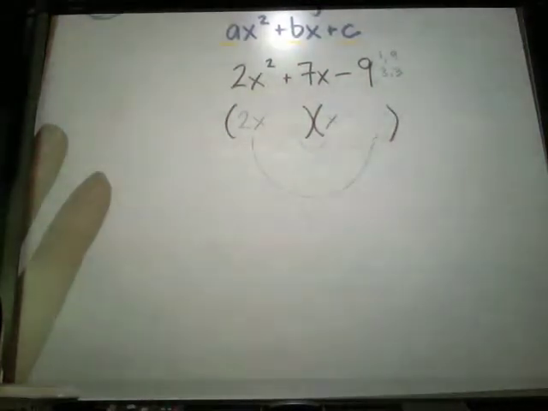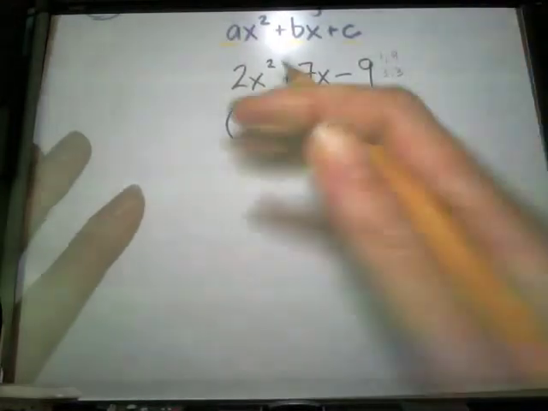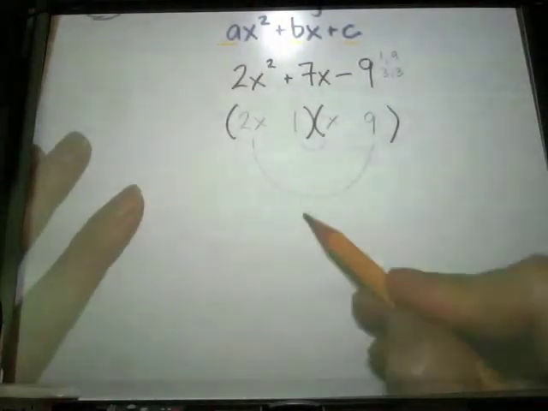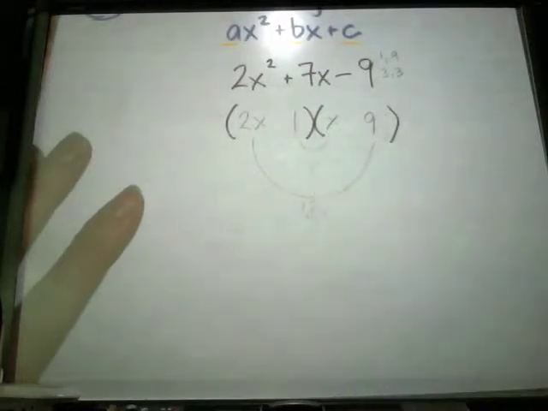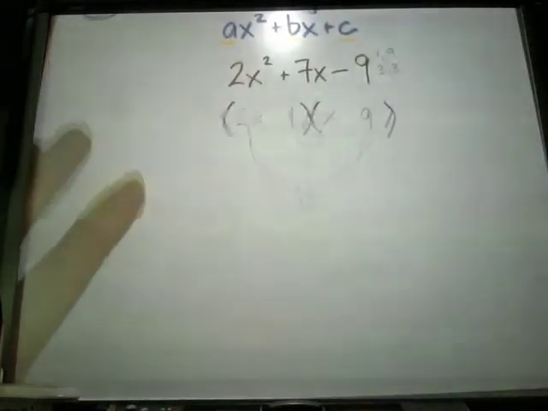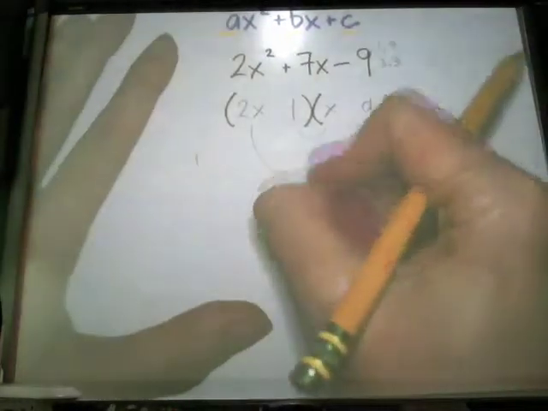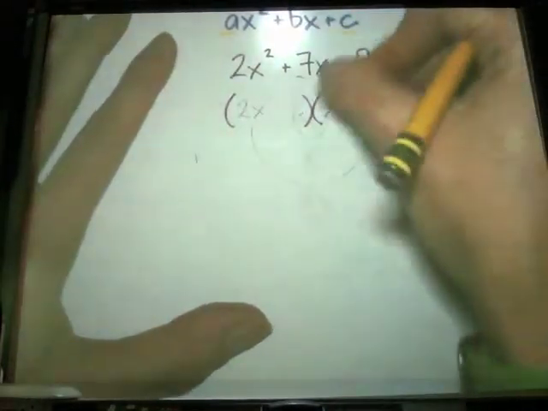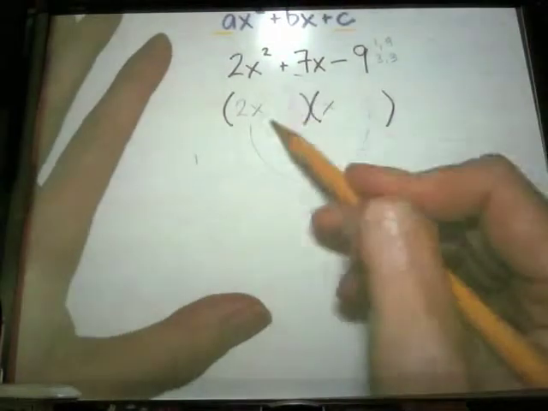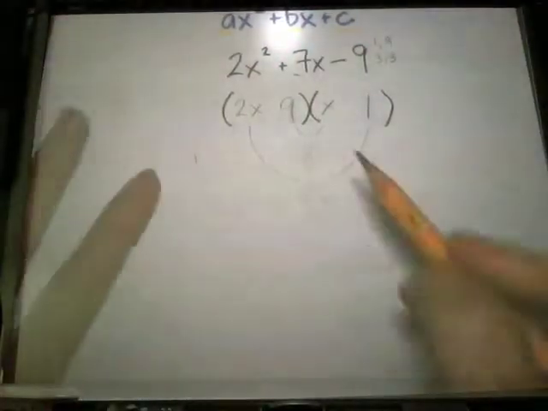So now we have to try, but there's only one other choice, the 1 and the 9. So first I go 1 and 9. 2x times 9, 18x. 1 times x, 1x. Is there any way to combine those to get 7? No, but guess what? We're not done yet. We can't stop and say it's prime because the other choice I have is to move these into the other order. Instead of 1 and 9, what if I tried 9 and 1?